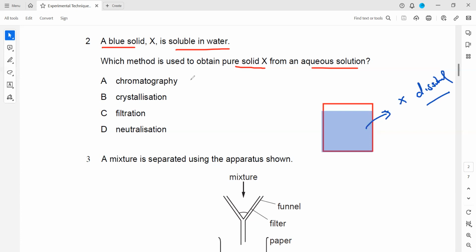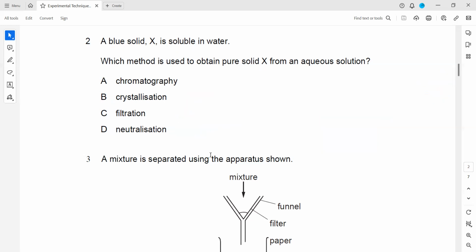Chromatography is used to separate the dyes or the colors. Crystallization is used to separate the soluble substances. Filtration is used to separate the insoluble substance. And neutralization is actually when acid is reacting with the base. The reaction of acid and alkali is called neutralization. So B is the right answer.